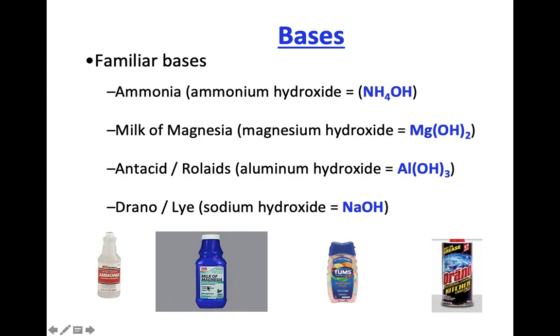Milk of magnesia, on the other hand, well, if you have an upset stomach, that will get rid of the acid in your stomach by neutralizing it as an anti-acid or antacid. Now, of course, milk of magnesia helps you do number 2 also. That's the magnesium working on your intestinal tract. Then we have antacids or Rolaids, which contain aluminum hydroxide, Al(OH)3. So notice the OH is here.